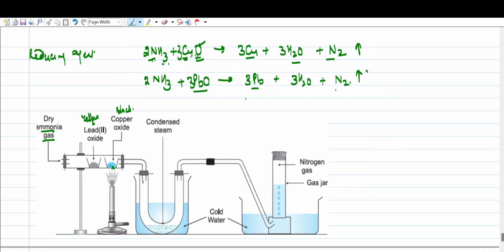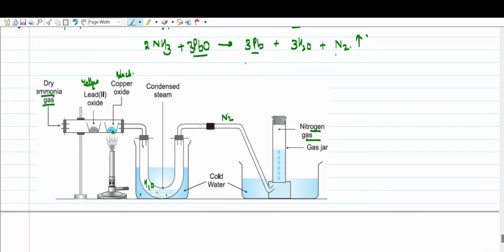So water is collected over here because we cool the U-tube, right? So water over here condenses and you get pure nitrogen gas which is collected in a jar, right? Since it is lighter, it is collected through downward displacement. So this nitrogen gas confirms that ammonia is acting as a reducing agent.